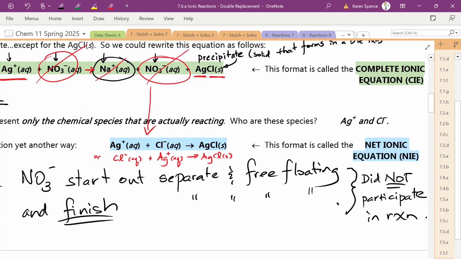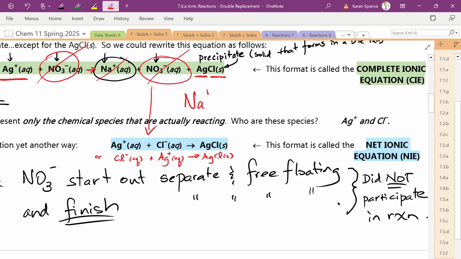So the Na plus and the NO3 minus are called spectator ions.